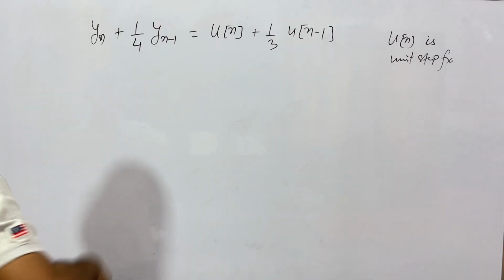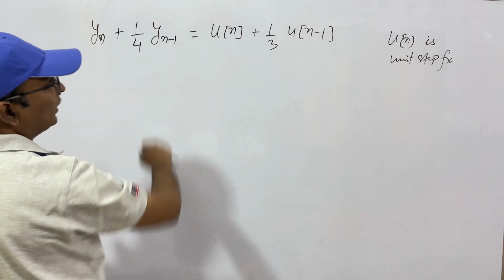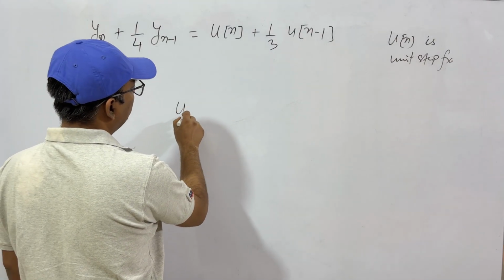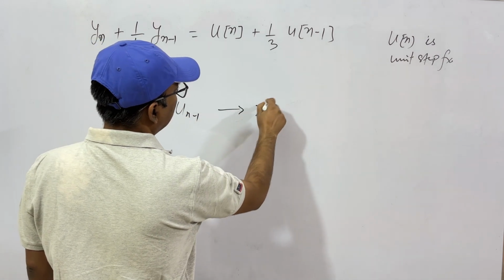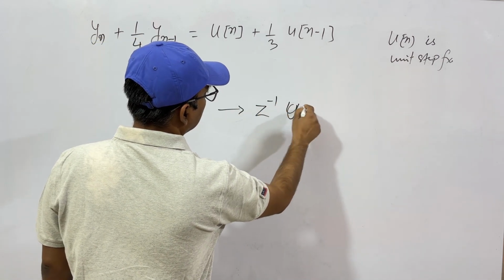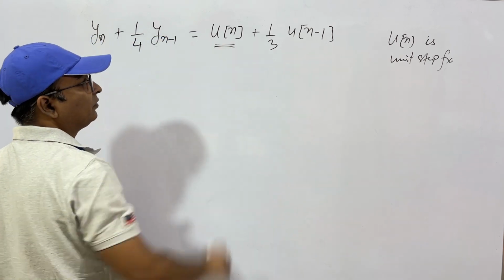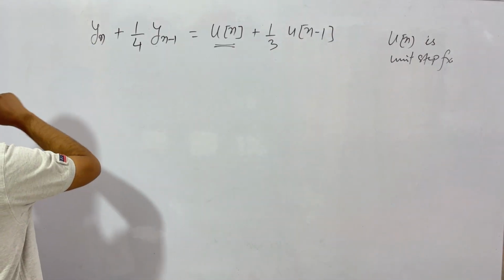Okay, let's see another example. Here we have y(n-1). Up till now we haven't used it. It is very simple. For u(n-1) it is z inverse U(z). Nothing else. Here this is u(n), the unit step function. Remember, this is not u(n), the sequence.